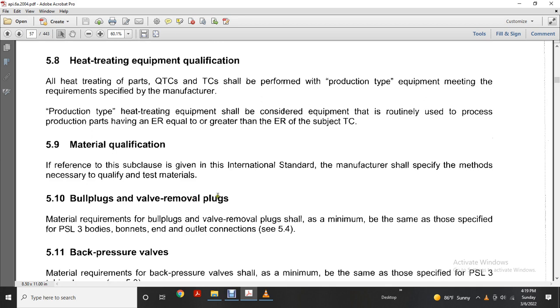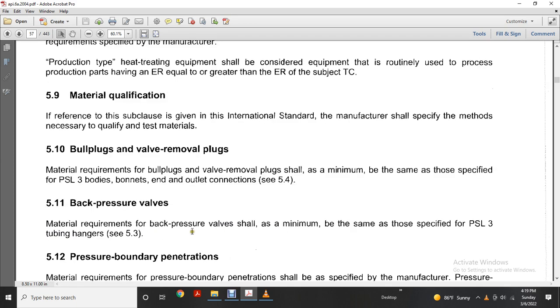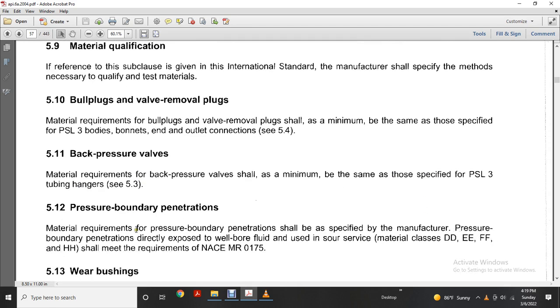Bull plugs and valve removal plugs. Material requirements of bull plugs and valve removal plugs shall be, at a minimum, the same as those specified for products for PSL 3 bodies, bonnets, and end and outlet connections, 5.4. Back pressure valves. Material requirements of back pressure valves shall be, at a minimum, the same as those specified for products for PSL 3 tubing hangers, 5.3.